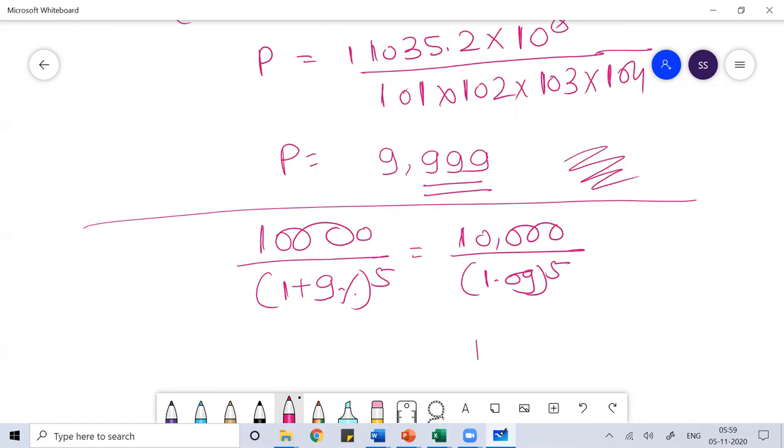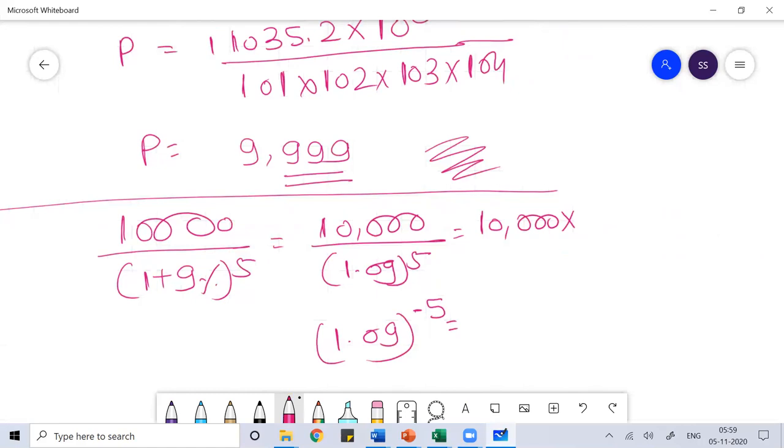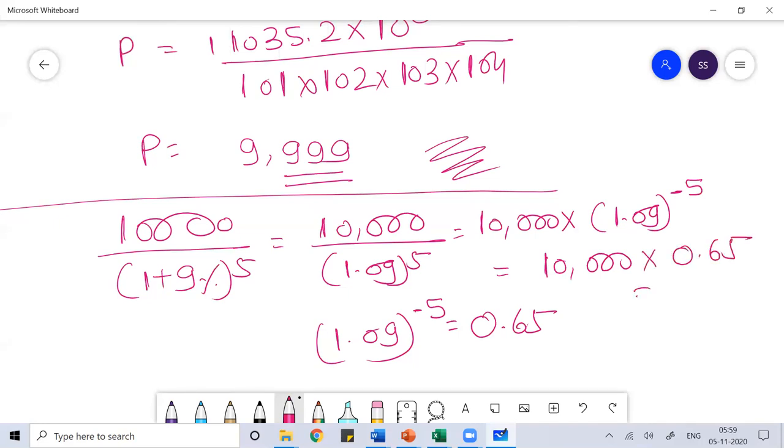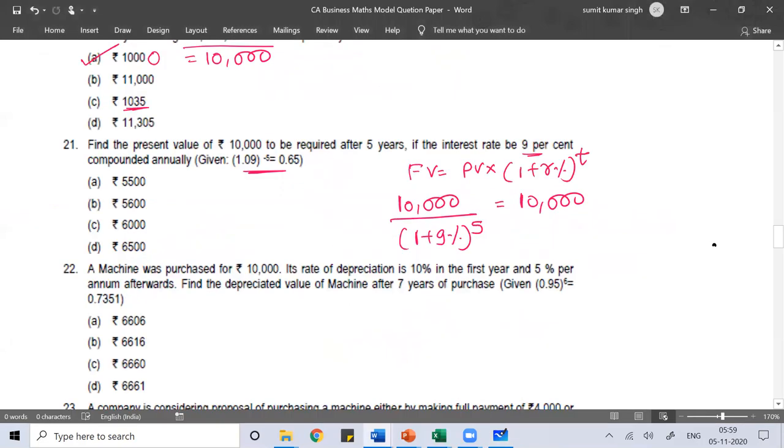This value is given here in the question paper, 1.09 to the power minus 5. That value is given. It means this is 10,000 into 1.09 to the power minus 5, and this value is given to you as 0.65. So this is 10,000 into 0.65. If you do this, you will get 6500. So the answer is option D.